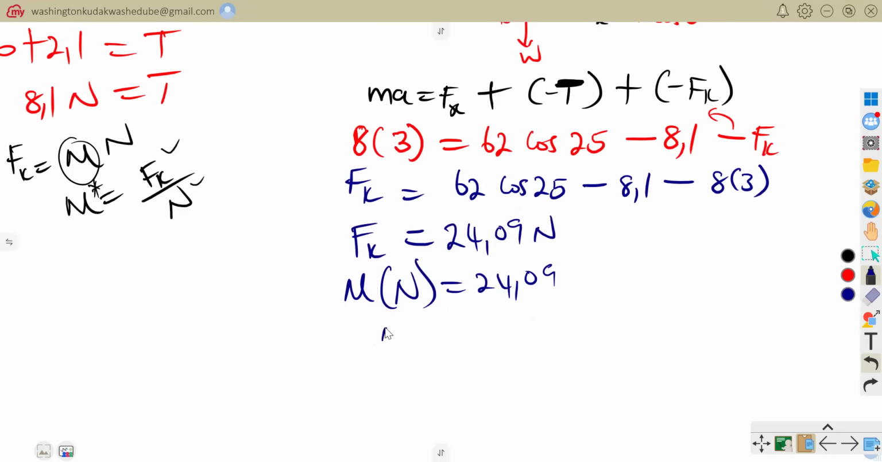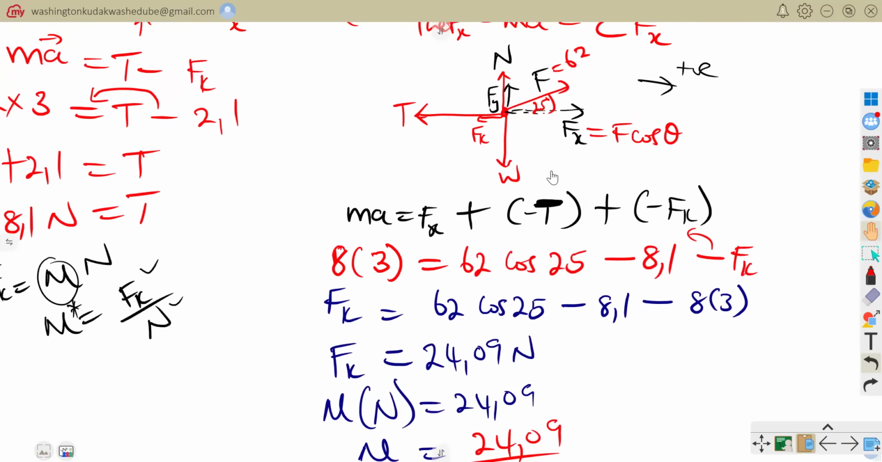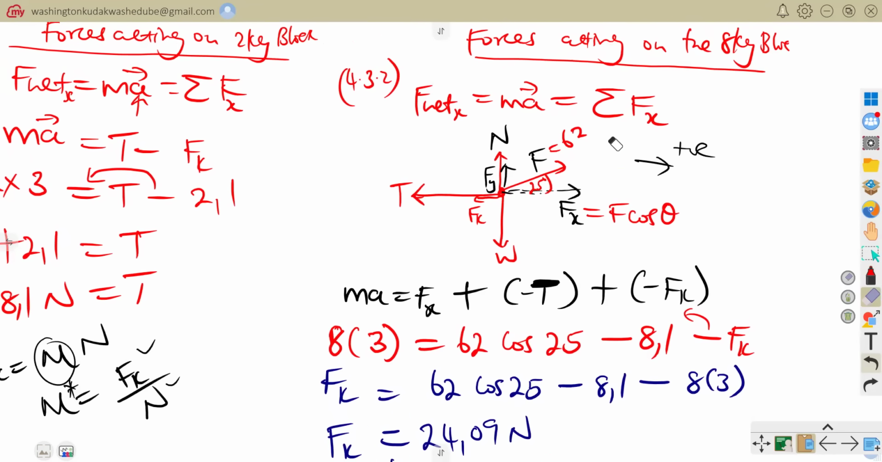Now I want this. So that would be equal to, I'll divide throughout by n, that is 24.09 divided by the normal force. This is the normal force that is acting on our 8 kg block. Now, let's go back to our free body diagram. I would want to remove this. You will see that on this free body diagram, I'm also having a vertical force, which is Fy, that is going that side. So my normal force and my Fy are being balanced by the weight. That is what it is saying.